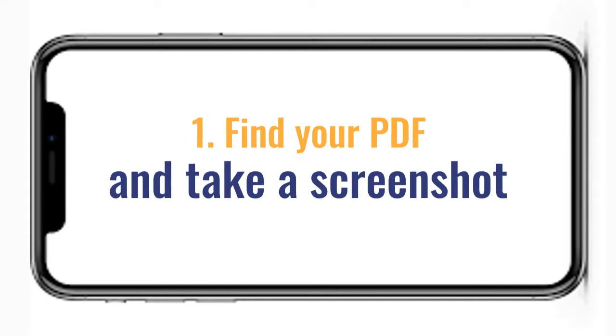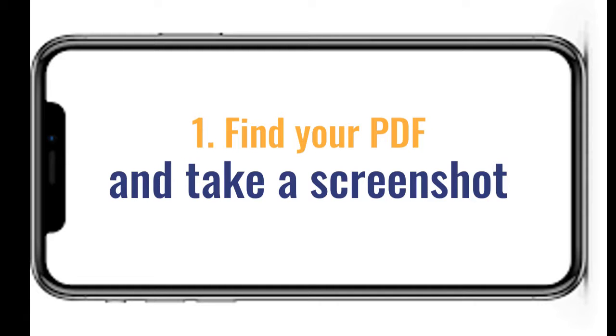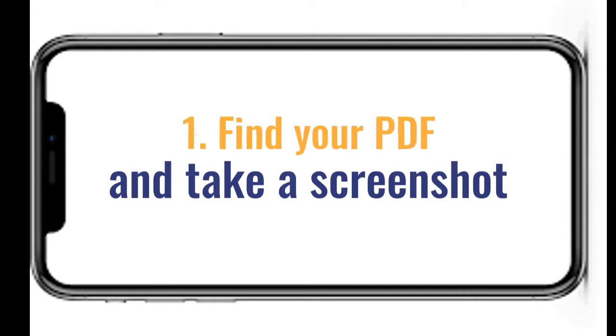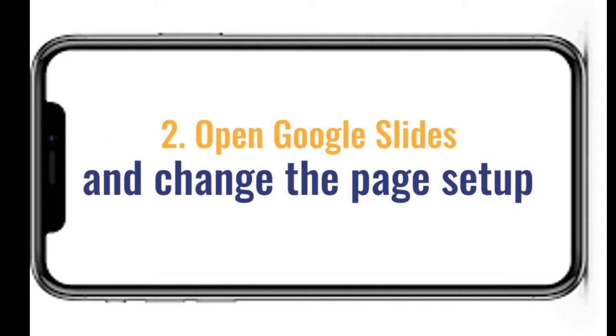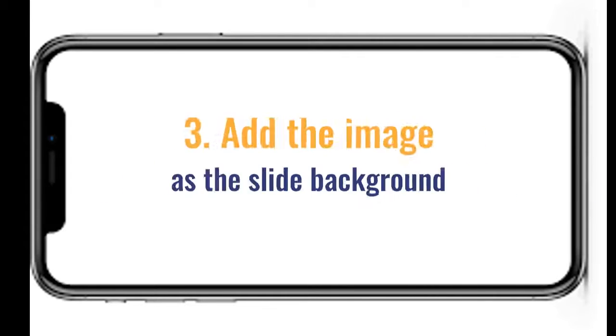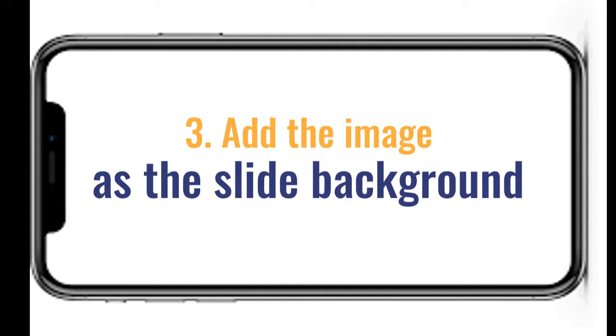First, you will want to find the PDF that you want to use, whether that comes from curriculum materials, from the web, or from your Google Drive, and then we'll need to take a screenshot. Next, we are going to open Google Slides and change the page setup to match the dimensions of the document. Third, we are going to add the screenshot of the PDF as the background to our slide.